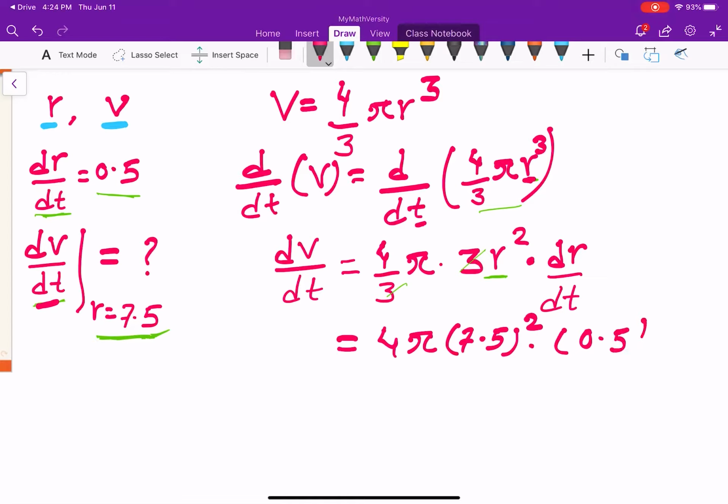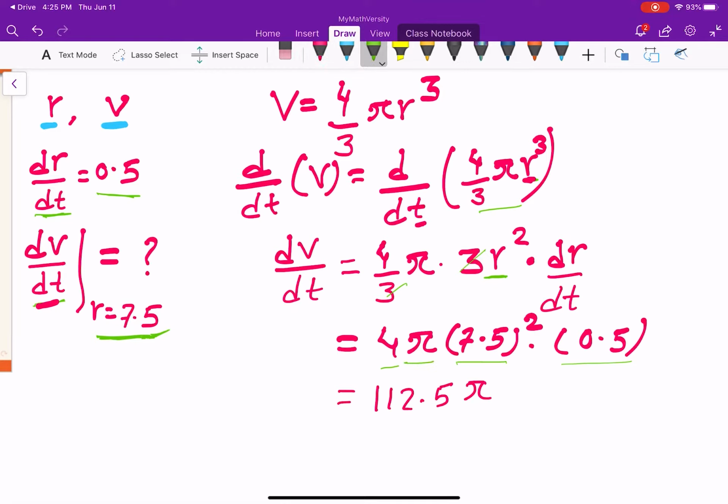We are done. But I think you don't like that form, right? So let's try to simplify. If you multiply all of the numbers, that means the square of 7.5 times 0.5 times 4, then we will get... can you use your calculator, what do you get there? Okay, what do you get? 112.5, right? And then times pi was missing here, right? So let's write down pi over there.